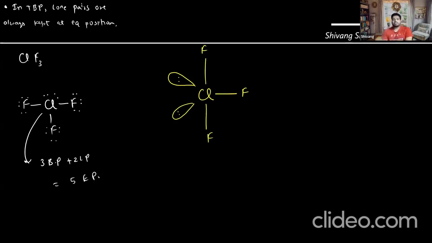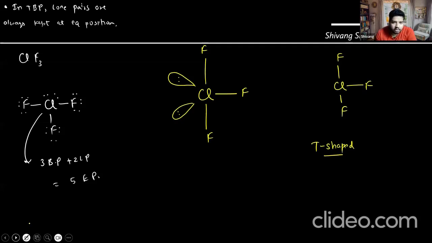The electron domain geometry is trigonal bipyramidal, right? But remove the lone pairs. So removing the lone pairs, it will look like this. Fluorine, F, and F, and F. This is called T-shaped. So ClF3 is a T-shaped molecule, okay? The electron domain geometry is trigonal bipyramidal, but the shape is T-shaped. I hope you're able to understand.